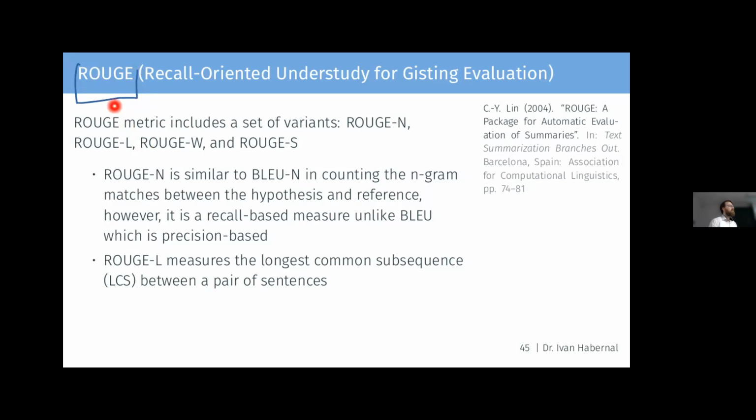If you're wondering why all these machine translation evaluation metrics sound French, I have no idea. Maybe it's part of the creativity, like all the transformers: BERT, RoBERTa, CamemBERT, all these Elm Street things. Maybe it was fun. So it's ROUGE, Recall-Oriented Understudy for Gisting Evaluation. It's a terrible name. It's similar to BLEU. There are different variants, but it counts n-gram matches between the hypothesis and reference, so it's the same, but it's a recall-based measure. There's a different formula, and it has some other properties. It also measures the longest common subsequence between a pair of sentences.